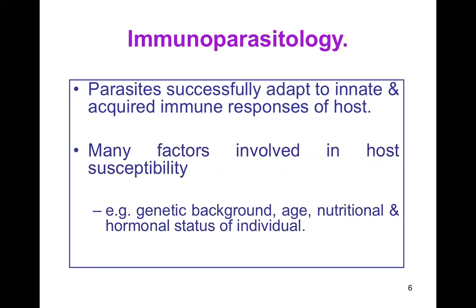I'm repeating that parasite susceptibility is key, and parasites successfully adapt to innate and acquired immune responses of the host. Many factors are involved in host susceptibility, typical being the genetic background of an individual. If an individual is immunocompromised, or has inherent variation in the major histocompatibility complex molecules, like I've mentioned, red blood cells are enucleated, and in that case they would not be expressing the major histocompatibility complex molecules which can present the antigen. So the genetic background can influence susceptibility to the parasite.